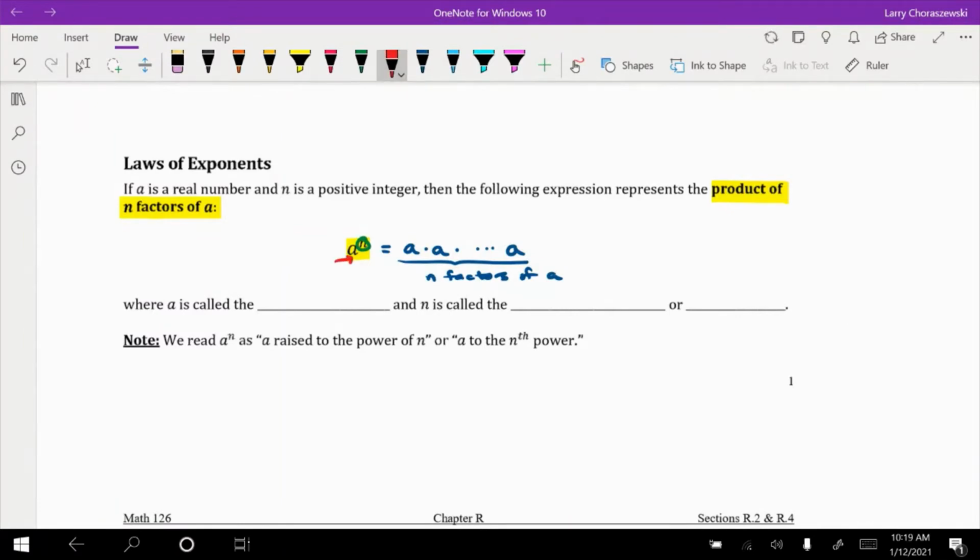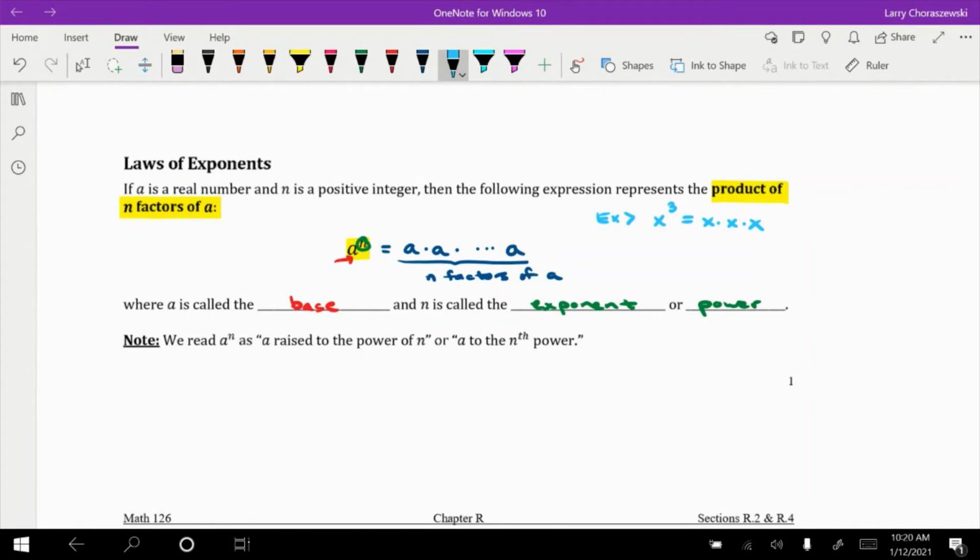Now a is going to be referred to as the base of this expression, and n is the exponent, or sometimes referred to as the power. Now, as an example of this stuff, I'll write it up here. If I had something like x cubed, that power of 3 tells me that I should be multiplying 3 copies of x with each other. So x times x times x, right? And that would be the long form of x cubed.